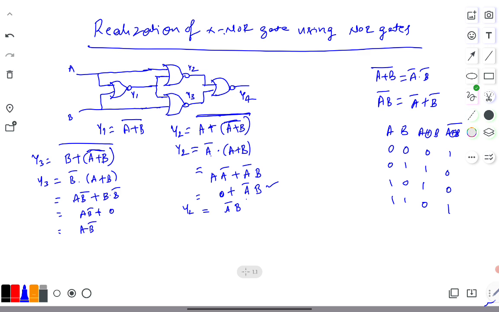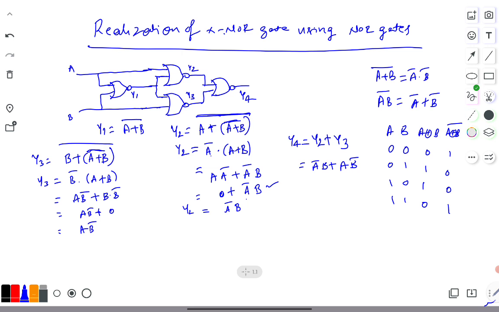Now you need Y4. So Y4 is equal to Y2 plus Y3, which is A bar B plus A B bar.